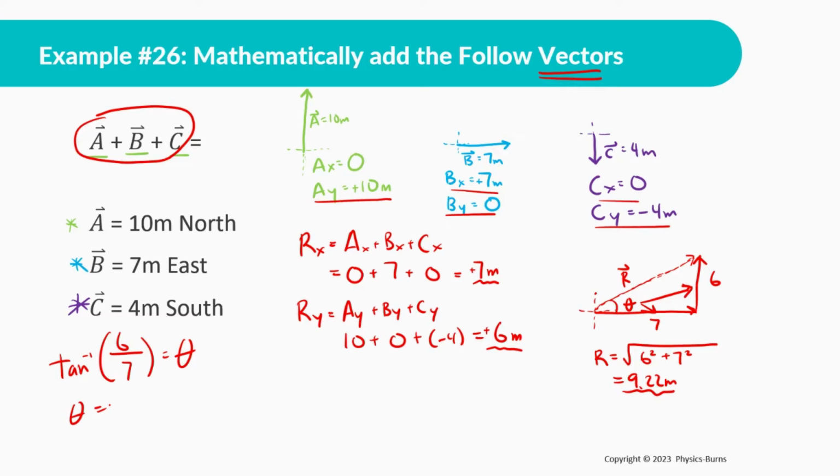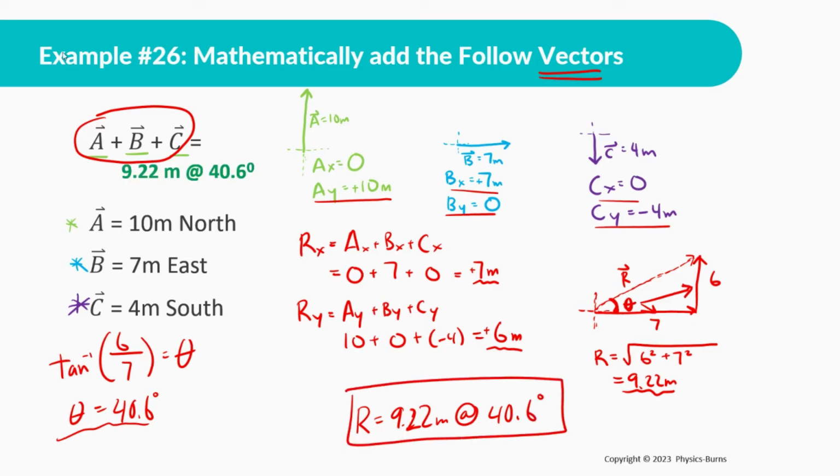So theta, I'm going to put this into my calculator. Inverse tan of opposite 6 divided by 7, and we get 40.6 degrees. And we can see that this is starting from all the way at the right, so we don't have to add or subtract anything. The angle is just 40.6 degrees. So the resultant vector is equal to 9.22 meters at 40.6 degrees. Okay, 9.22 meters at 40.6 degrees.